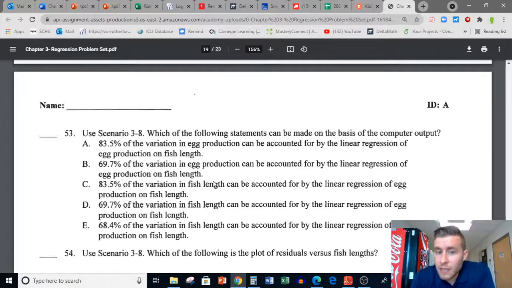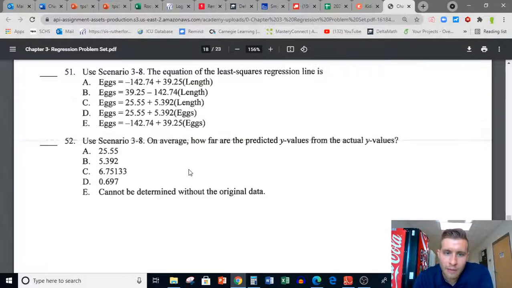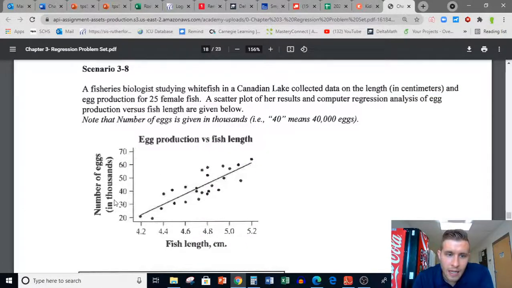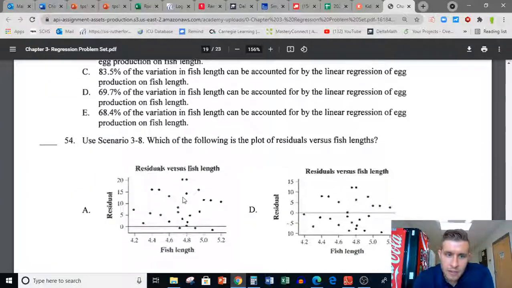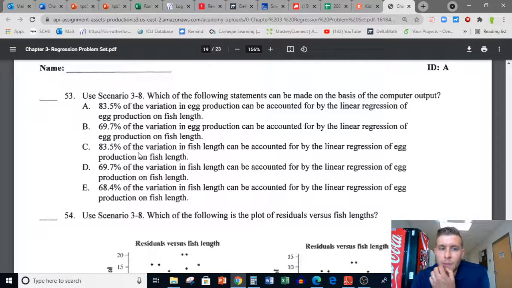Now, this is going to be in context. In his context, it was of the prices, right? But here, what's our y value? It is eggs, right? The number of eggs. So we know this can only be B or D. That's all that it can be, is B or D.